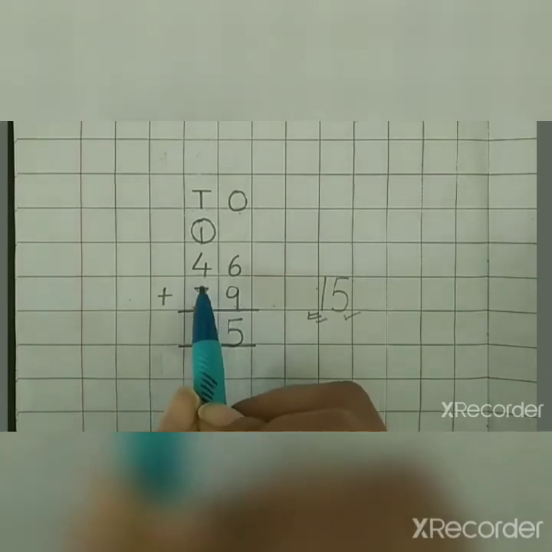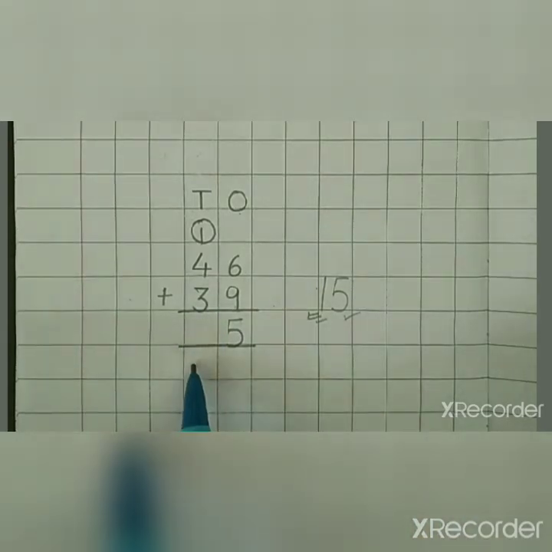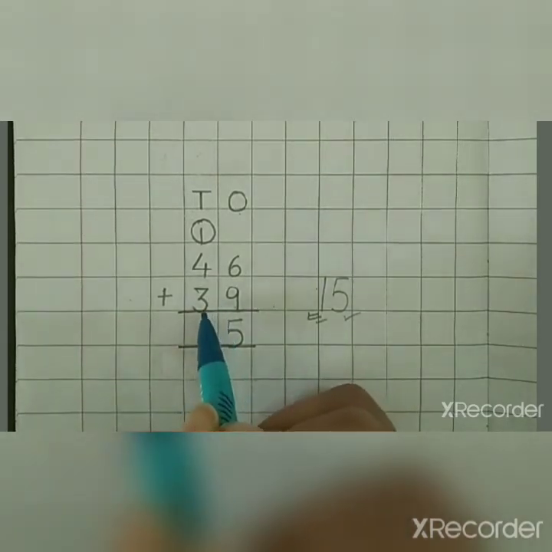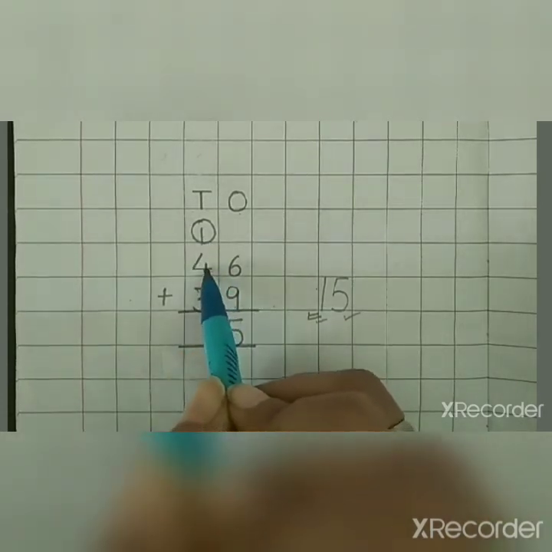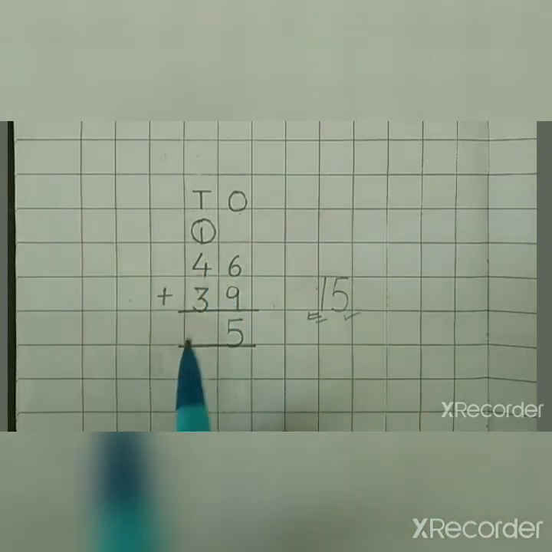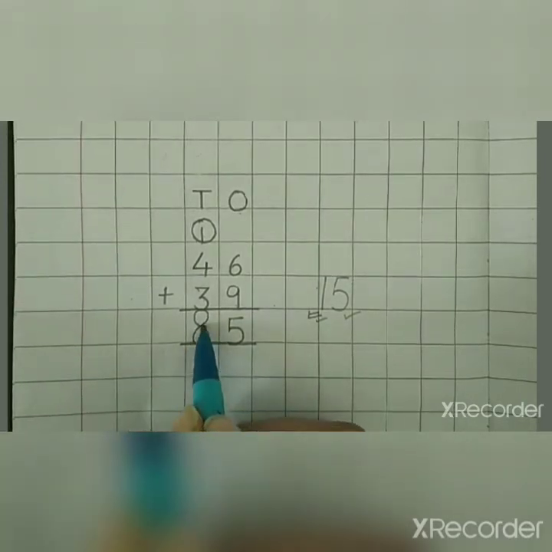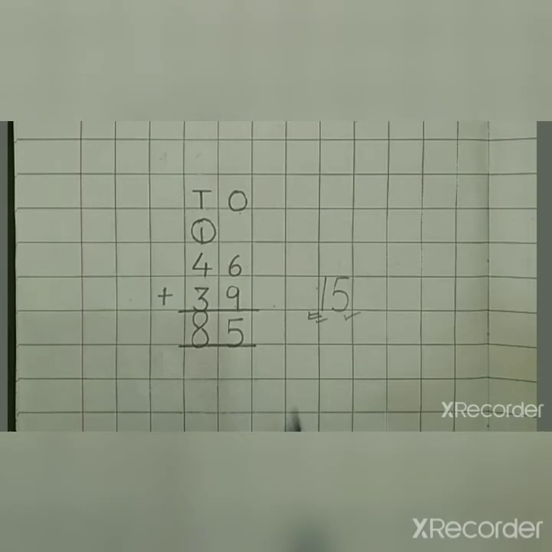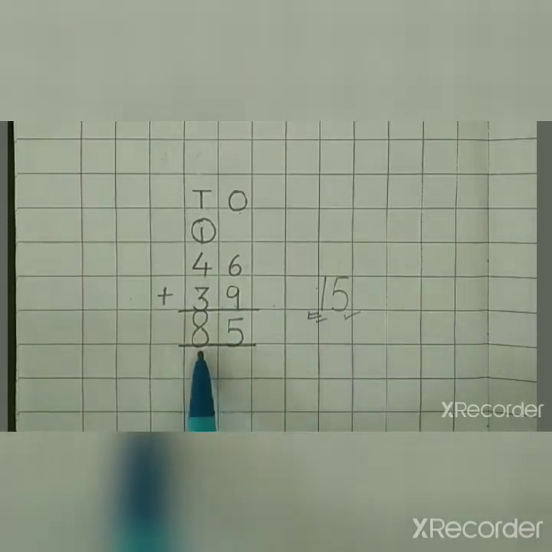Now we will add 4 plus 3. 4 plus 3 is equal to 7. And at last we have to add this carry also. So 4 plus 3 is equal to 7 and 1 carry 8. So you will write 8 under the tens column. Now 46 plus 39 is equal to 85. Another example.